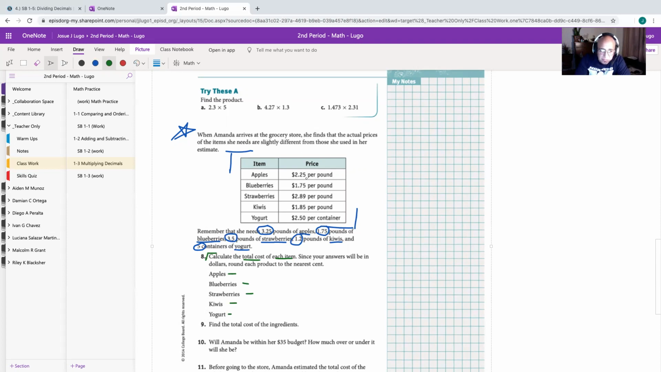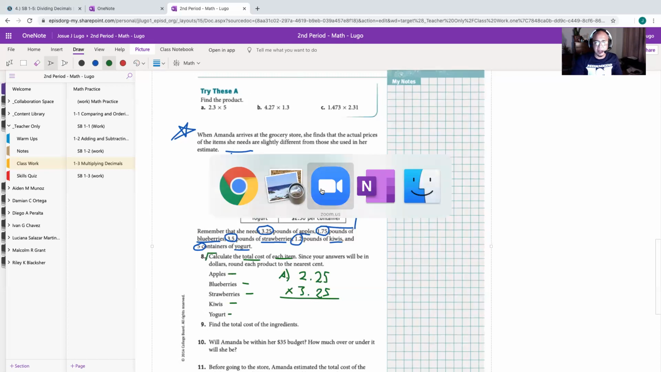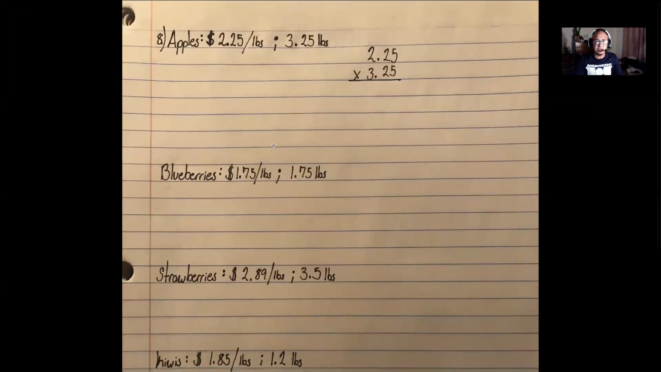For example, for apples, right now I'm working here for apples. Each pound is going to be $2.25. However, we need 3.25 pounds. So I'm going to multiply this times the number of pounds that I actually need. That's where these numbers are coming from in my notebook. Apples is $2.25 per pound, and we need 3.25 pounds. So I'm going to multiply these together, same as I did before.